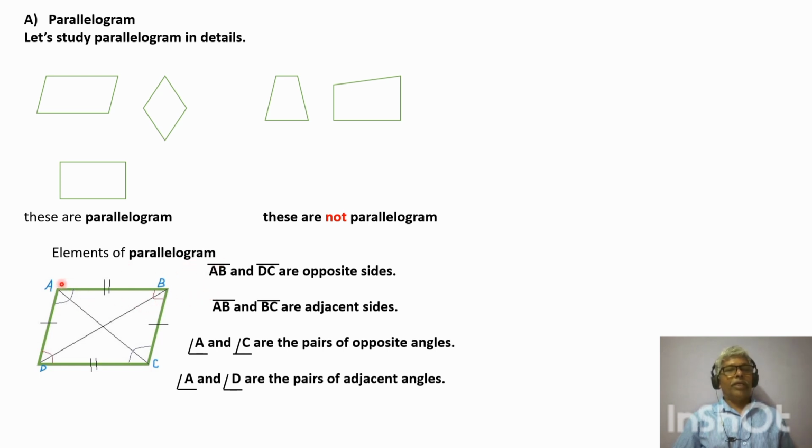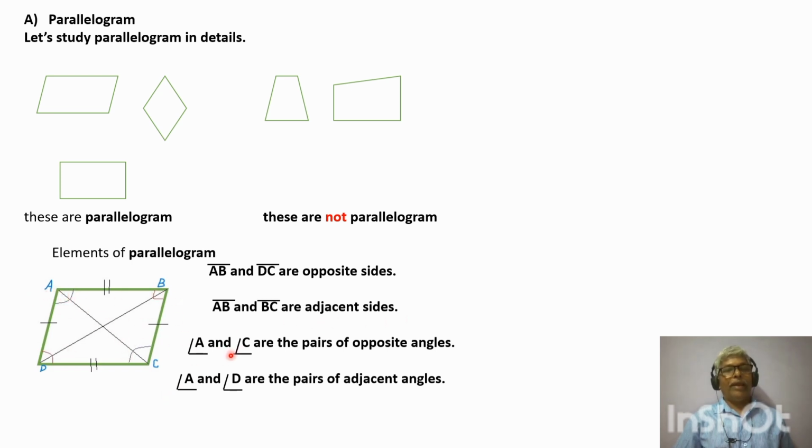See, it is given here A, B, C, D. These are the vertices of the parallelogram. AB and DC are opposite sides. That means AB and DC are opposite sides. AB and BC are adjacent sides. These are opposite, these are adjacent sides.